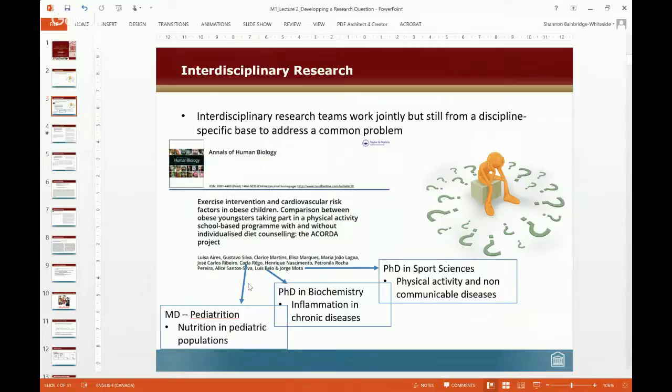So when I just did a quick search and looked at some of these people, we have here a pediatrician. I'm just realizing there's a spelling mistake there. So you have an MD pediatrician who focuses on nutrition in pediatric populations. Over here we have a PhD in biochemistry who works primarily on inflammation and chronic diseases. And here we've got a PhD in sports science, so looking at physical activity. So certainly, at least on paper, you have people who look like they're bringing to the table a variety of different discipline-specific expertise that are going to be very complementary in the development and execution of this study.